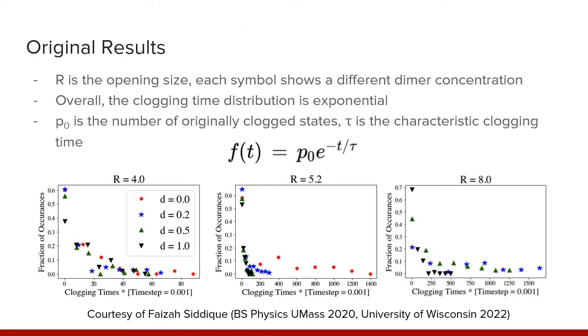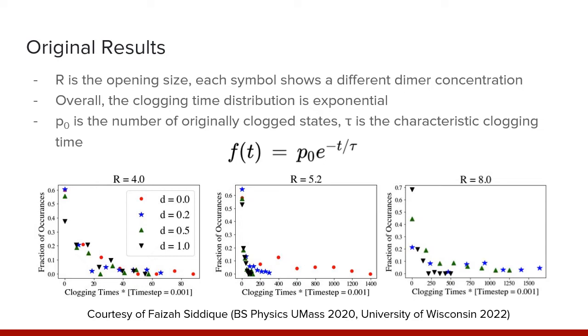The results from the original simulation are courtesy of Faisal Siddiqui, whose research I am building off of. From many different experiments, it is known that the distribution of clogging times for flow of grains in a hopper is exponential. We wish to test if this remains true as the concentration of dimer particles increases. We also want to know if the shape of the clogging distribution depends on the opening size.